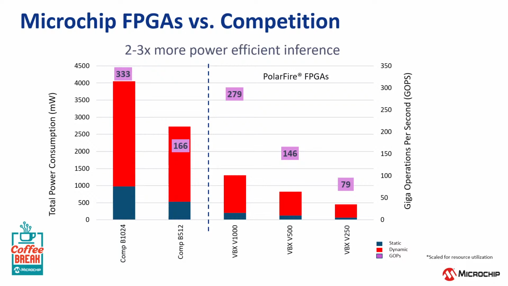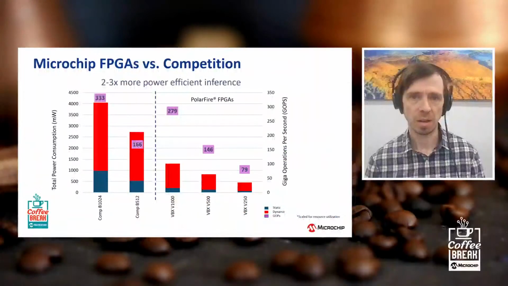This chart shows 2 to 3 times more power efficient. And if you look at the static power, it's close to 10x more efficient, and dynamic power is about twice as efficient. So a large advantage for those applications that are power constrained. Yeah, a very large advantage.